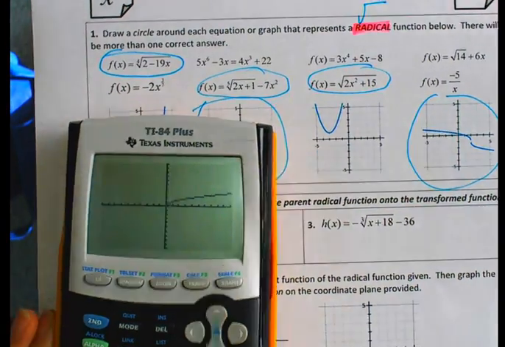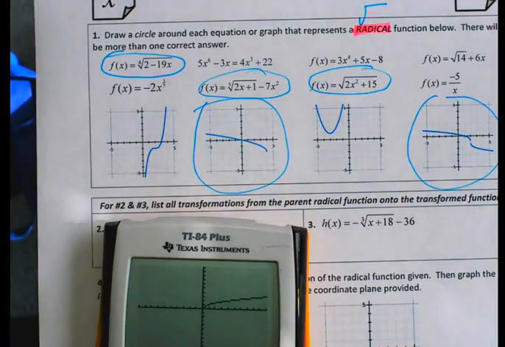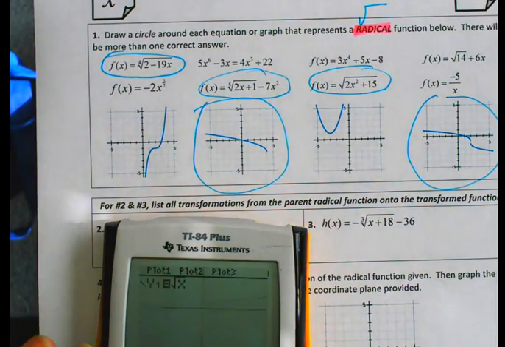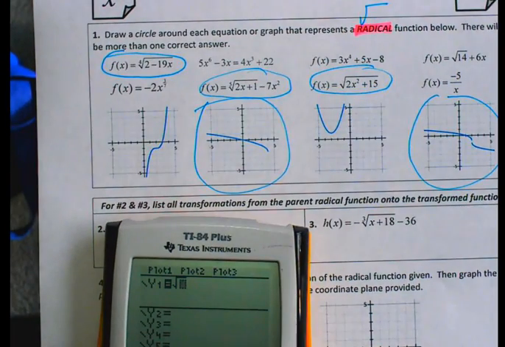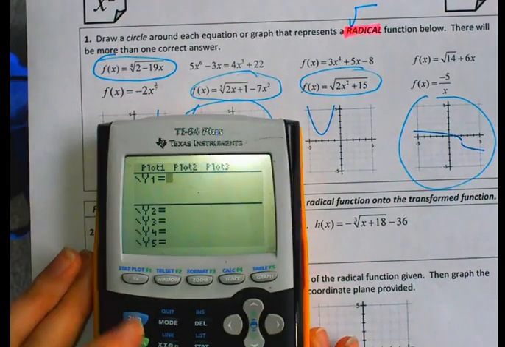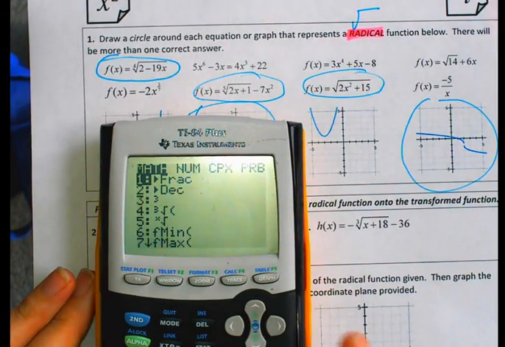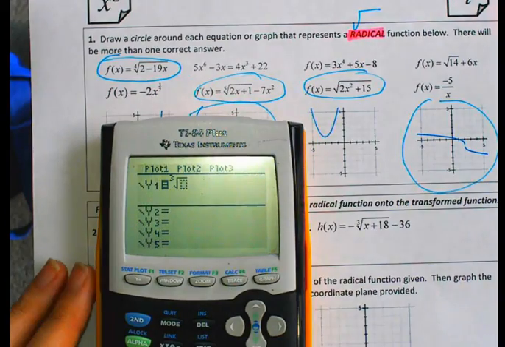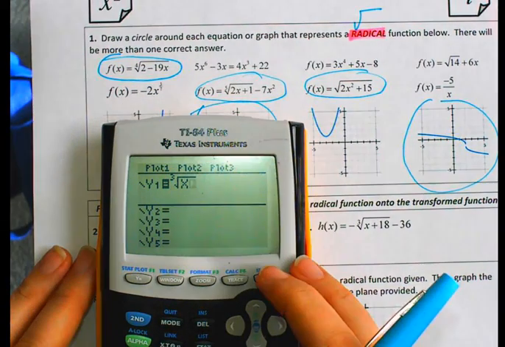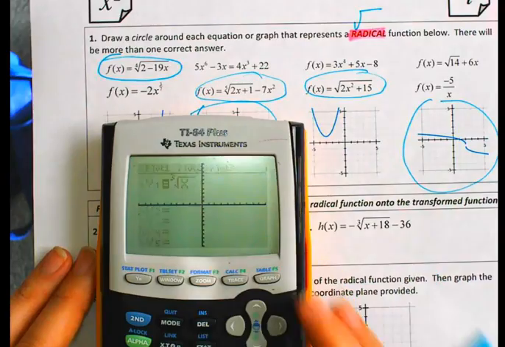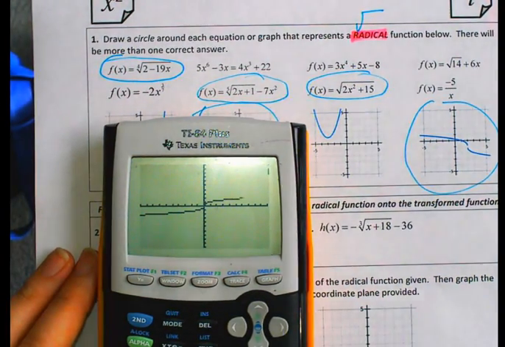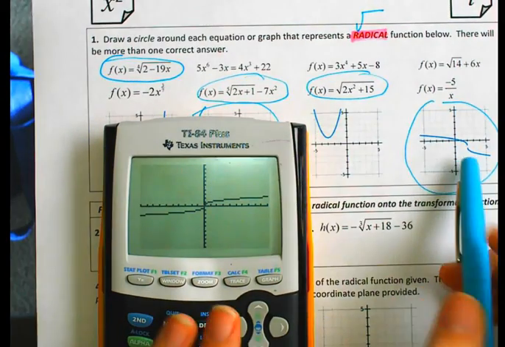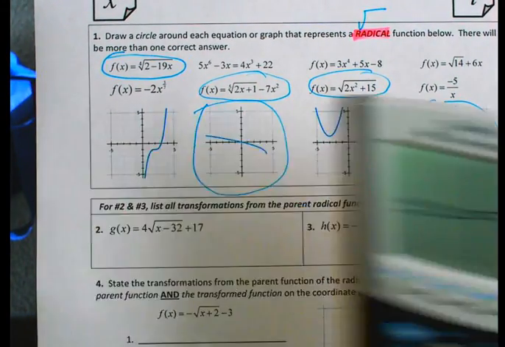Okay, so it kind of looks similar to this guy right here, except it's a reflection. And then we can do the cube root. Remember, cube root is in the math button, so math. And then down here is cube root. So the cube root of x, and let's take a look at what that looks like. And I see the parent function looks similar to that one. Now there's one more we want to check here.